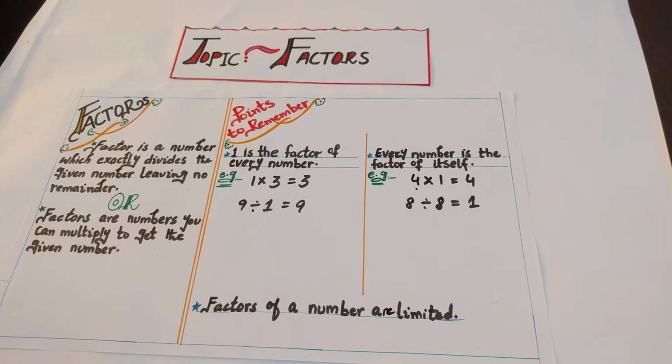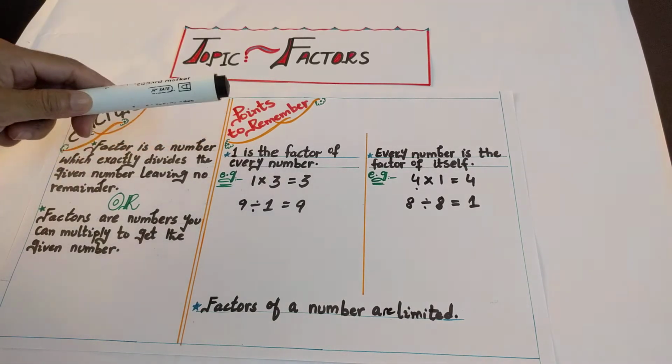So this one is all about factors. What is a factor? A factor is a number which exactly divides the given number, leaving no remainder. Or factors are numbers you can multiply to get the given number. And a factor is actually the divisor.